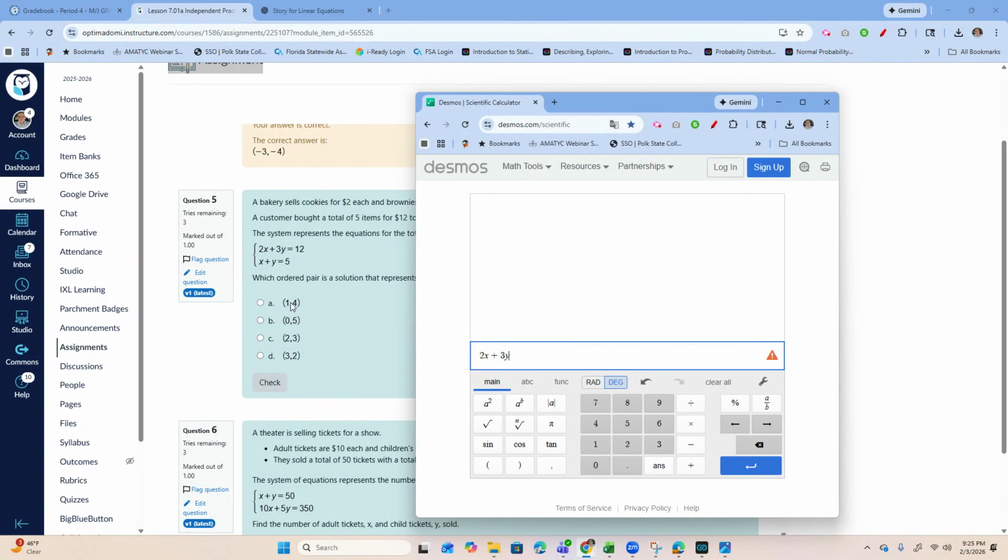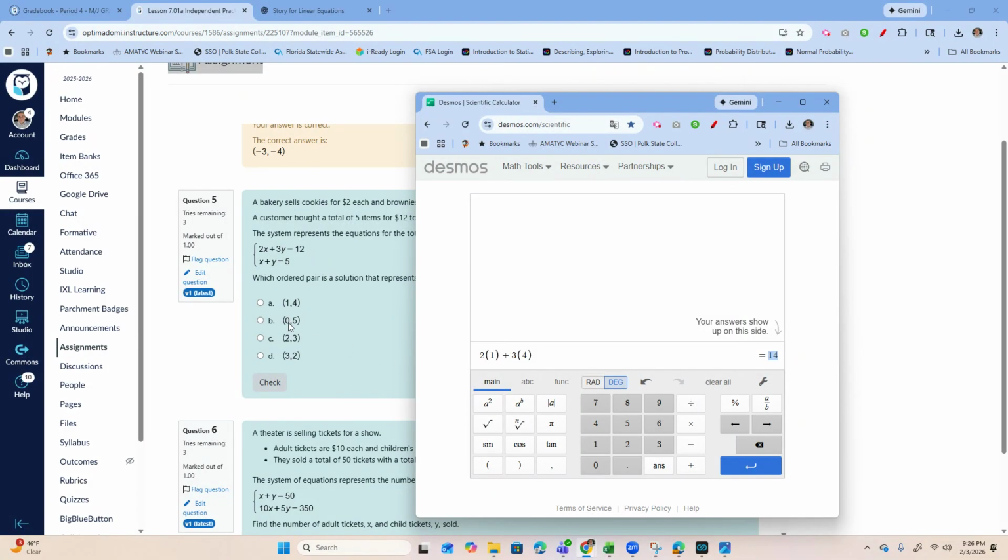So I'm going to start with the first pair, 1, 4. So that means this x, replace it with an empty parenthesis. You're going to replace it with 1. And this y, I'm going to replace it with 4. So again, empty parenthesis. For the y, replace the y. Don't leave the y, replace it. Look, I got 14, but it says here equal 12. So 14 is not same thing as 12. So it didn't work, the first pair.